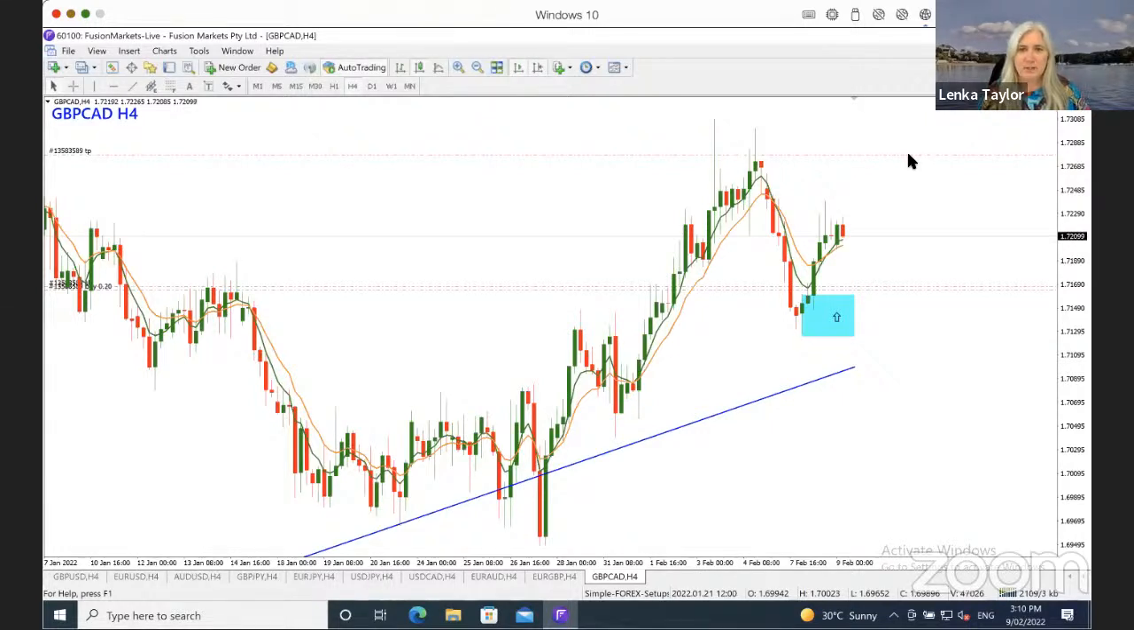Anyway, if any of you have any questions about these trades, then let me know. Just pop it in the chat, ask away.